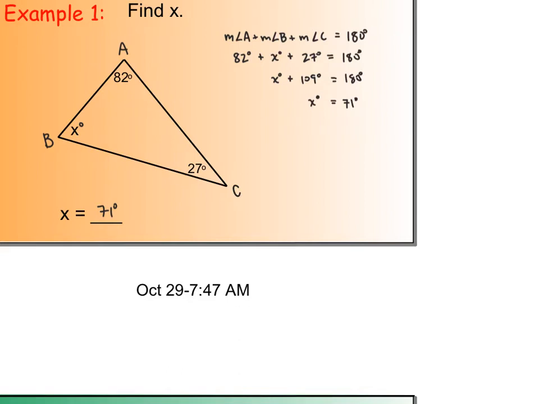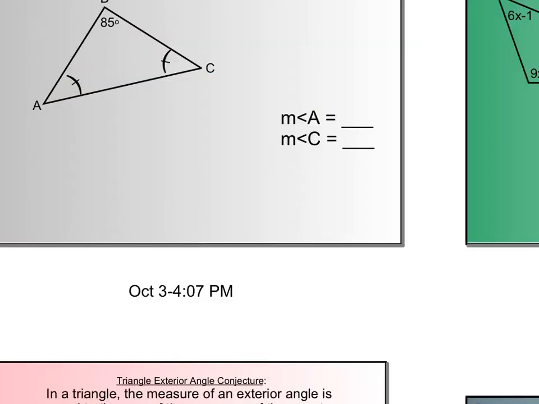Let's continue with another example. Okay, here in example 2, we're going to find the measure of angle A and angle C. Well, based on the markings, as you can tell here, angle A and angle C will be the same. I'm going to actually name them X. Therefore, using the triangle sum conjecture, I would have that measure of angle B plus the measure of angle A plus the measure of angle C, again, should sum to 180 degrees.